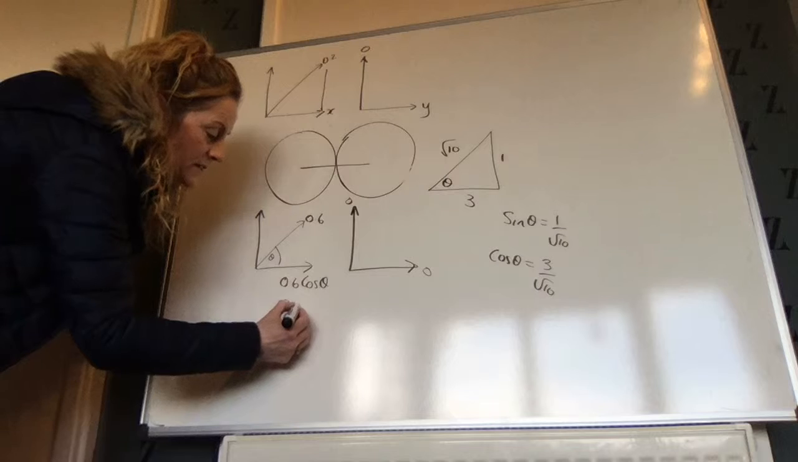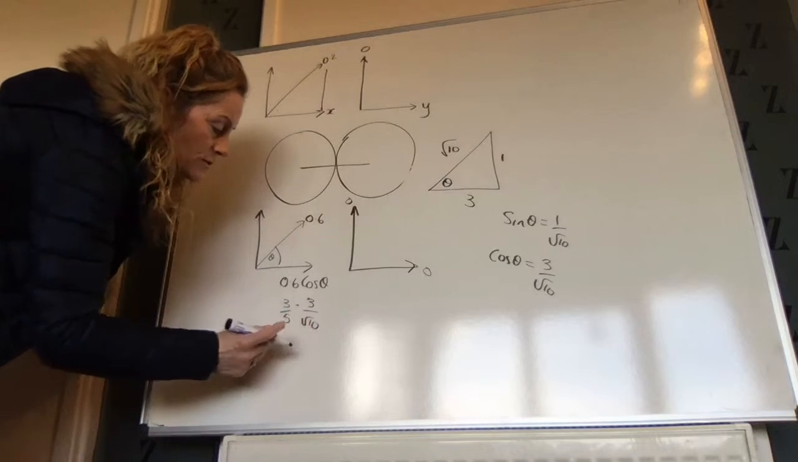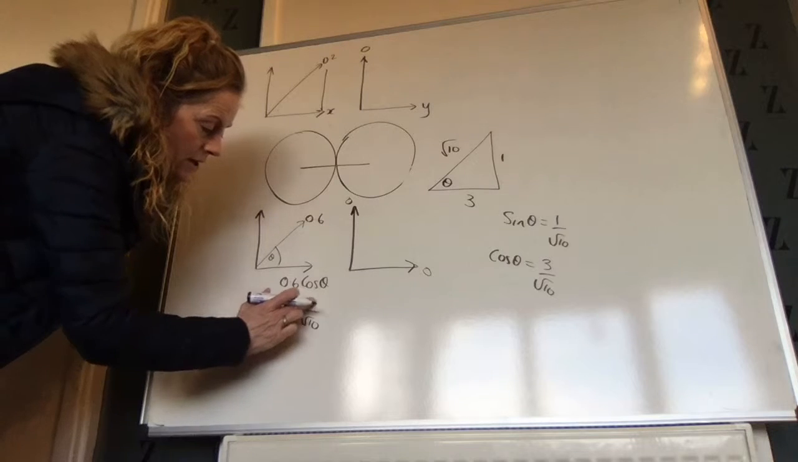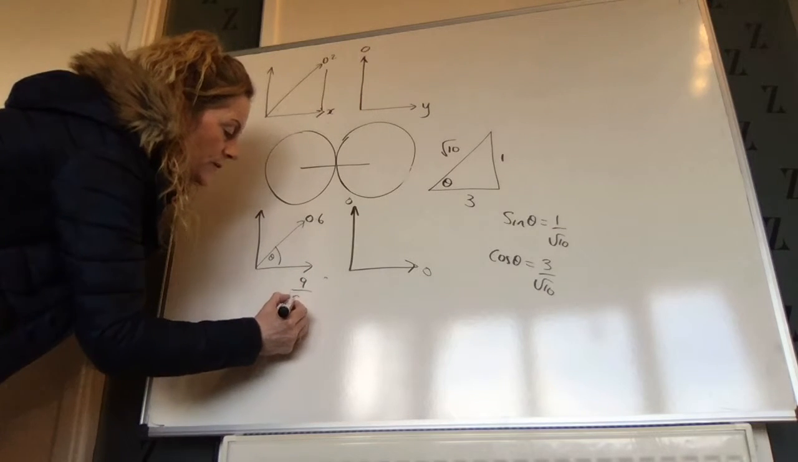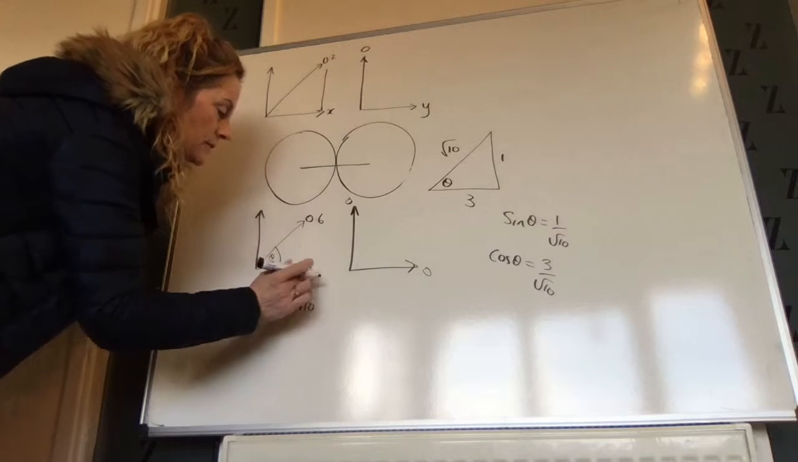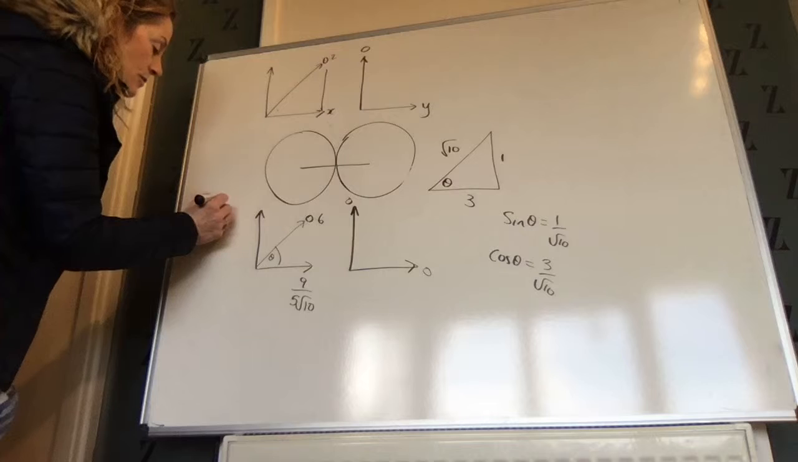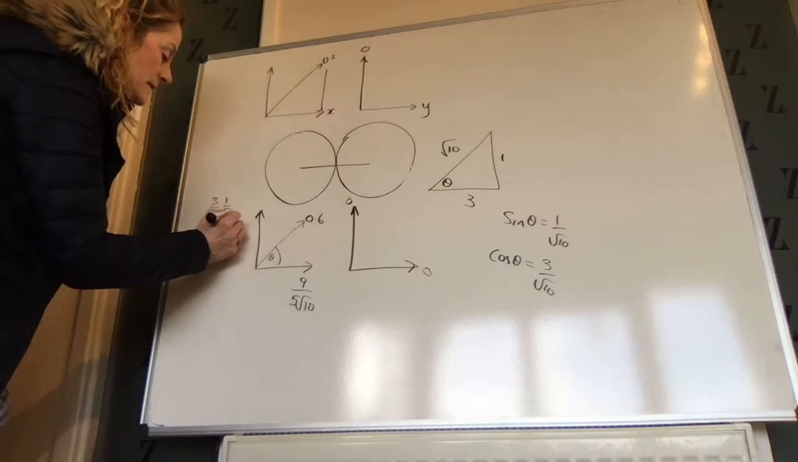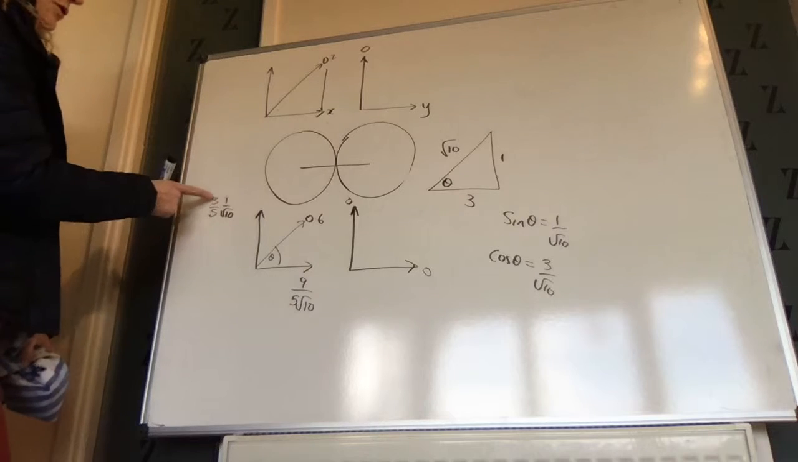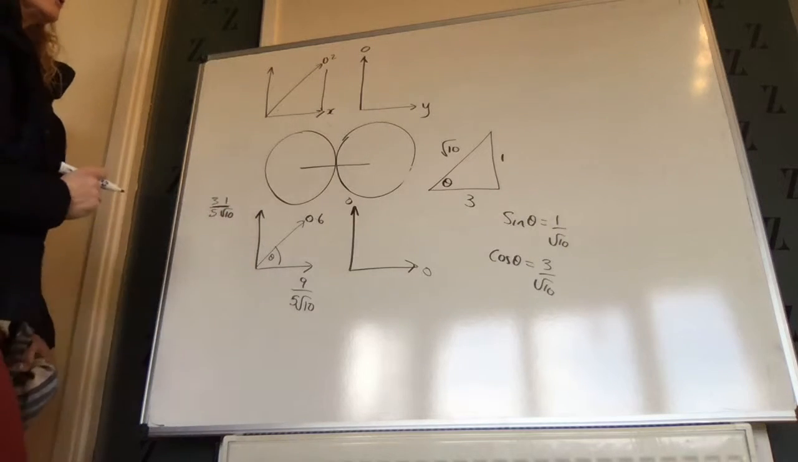Because we know that this is 0.6 times cosine theta, that is 0.6 is 3/5, so that's 3/5 times 3 over root 10. So that gives us this as being 9 over 5 root 10. Similarly, this is 0.6 sine theta, which is 3/5 times 1 over root 10, which gives you 3 over 5 root 10. Okay, that's the two directions here.